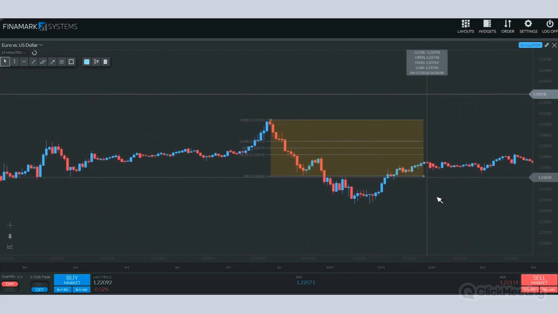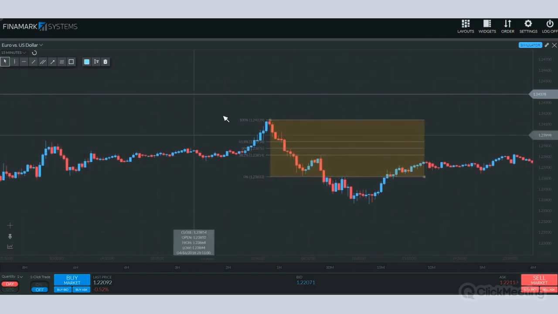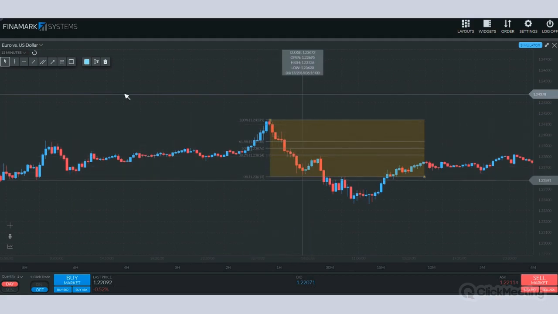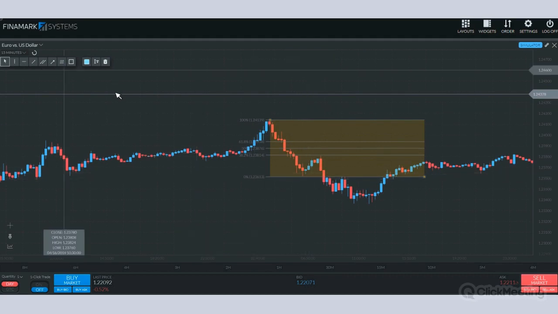Okay, very easy to draw from the left to the right. In this situation, we have a very identifiable high, and then we have a very identifiable low. And what did that do? It gave us another clear indication of Fibonacci working.